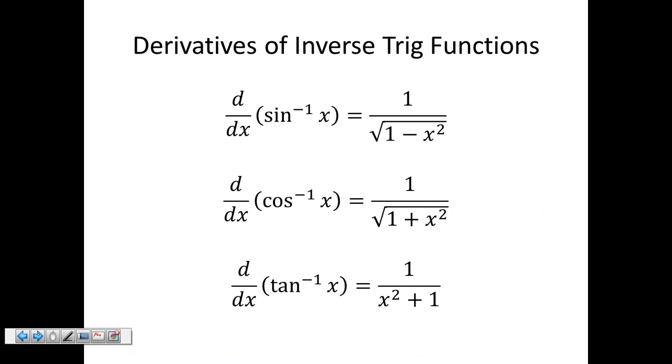Now, I could do a similar method for my cosine inverse and my tangent inverse. And I don't know, maybe I'll make you do that on a test or something. But here are our rules for the three basic inverse trig functions: the derivative of the sine inverse, the derivative of the cosine inverse, and the derivative of the tangent inverse.